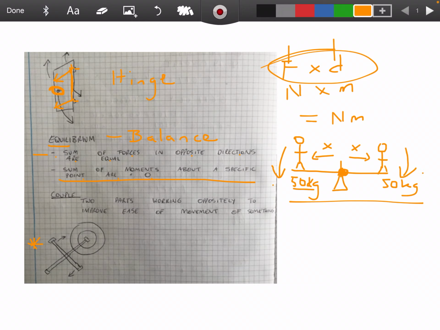And we combine those, one positive, one negative, and they will be equal to 0. When we talk about the idea of a couple, as we said, I've written there, two parts working oppositely to improve the ease of movement to something. So the example there I've got is like a tire brace for a car.